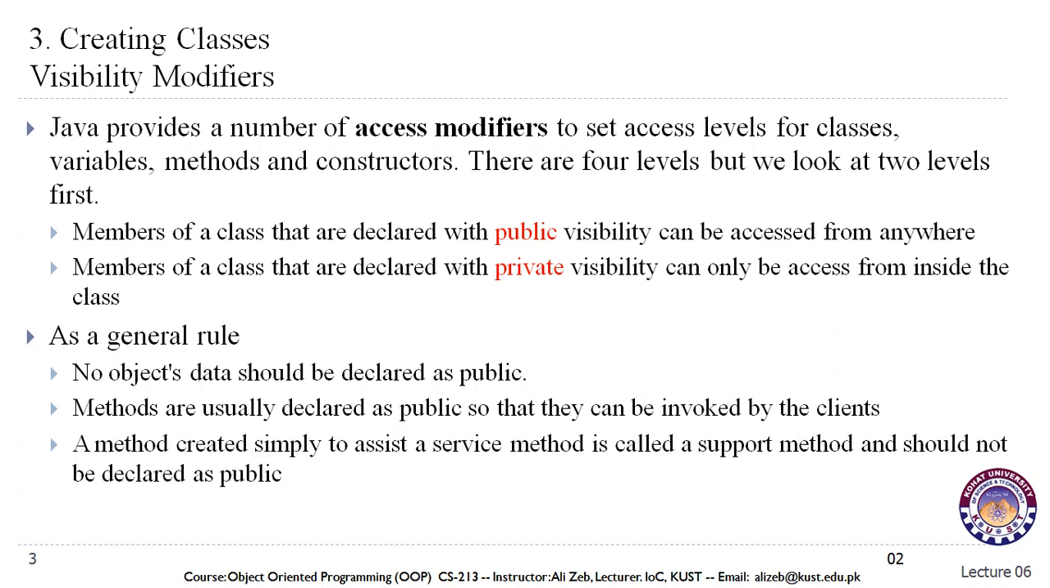A method created simply to assist a service method is called a support method and should not be declared as public. There will be some methods that are only needed within that class. They can be called helper methods or service methods that are used for a specific task and are only needed within the class. These kinds of methods can be declared as private as they are not needed publicly.